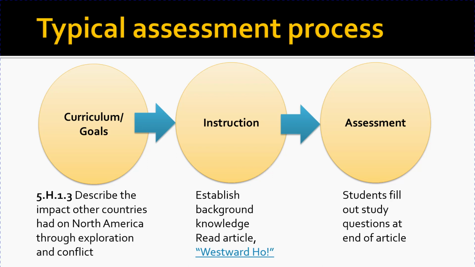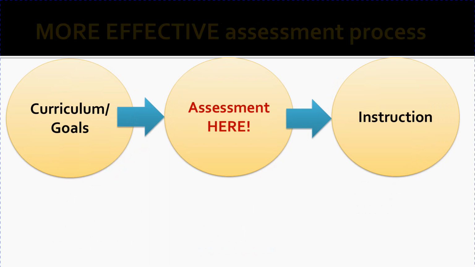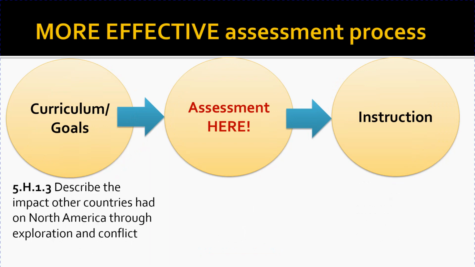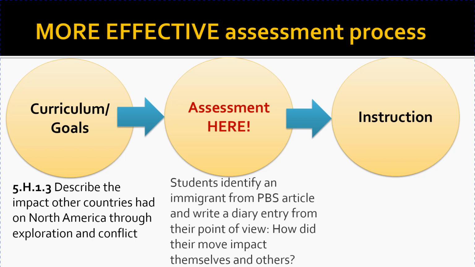And so I suggested last video that we change this to setting your curriculum goal. Okay, I still want to know if students can talk about how North America changed through exploration and conflict, but I'm going to stop and think about what I want students to know and do. Like before I decide on instruction, I need to know what they are going to say and do, how they're going to show it to me. So I might say, you know what, students are going to identify an immigrant from a PBS article and write a diary from their point of view. How did their move impact themselves and others? Or maybe even the place.